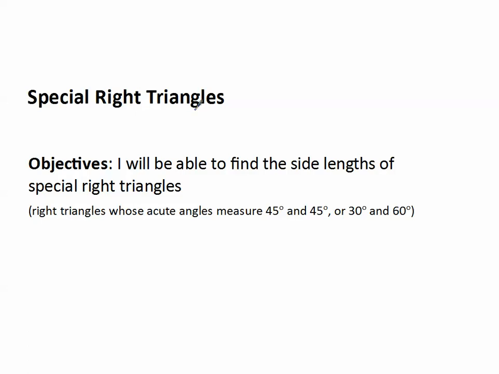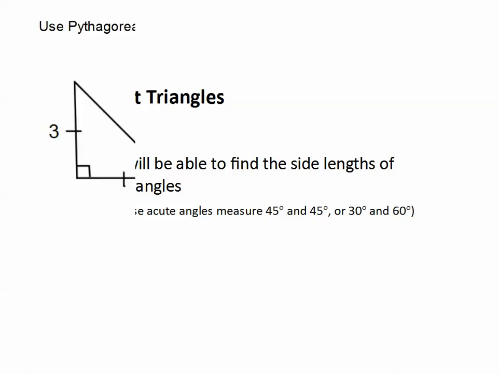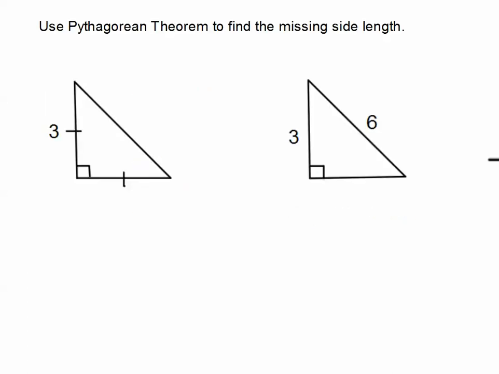Special right triangles. Our objective in this lesson is to be able to find the side lengths of special right triangles. These are right triangles whose acute angles measure 45 degrees, or 30 and 60 degrees. Let's begin by taking a look at using the Pythagorean theorem to find the missing side length.